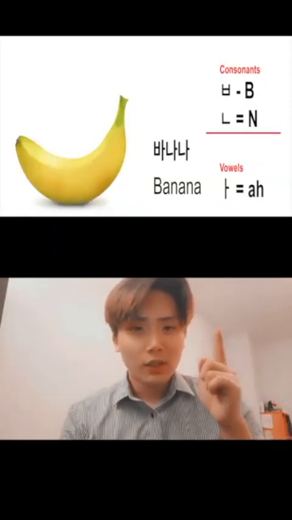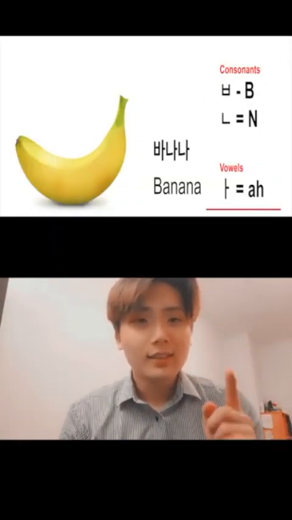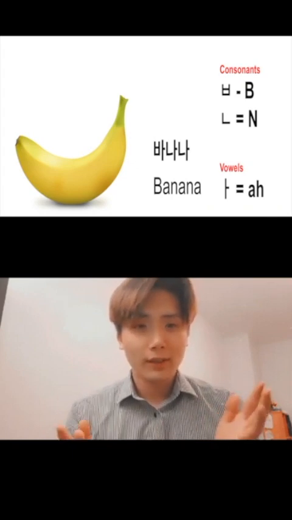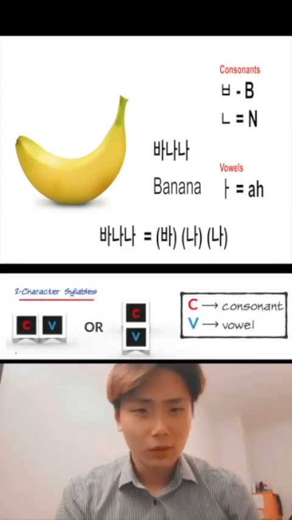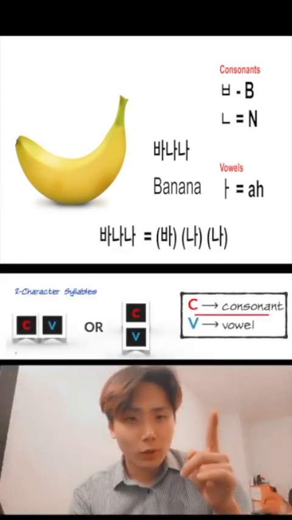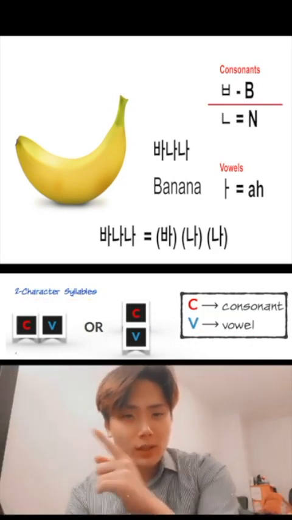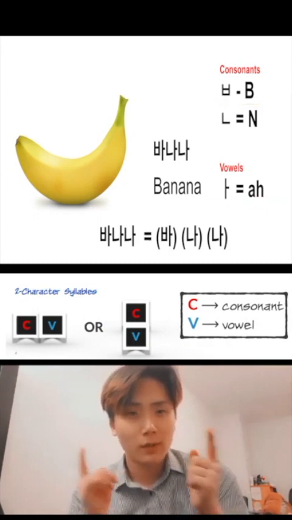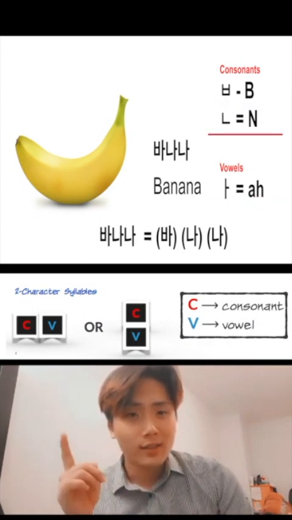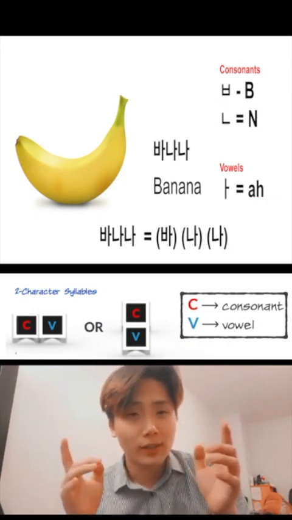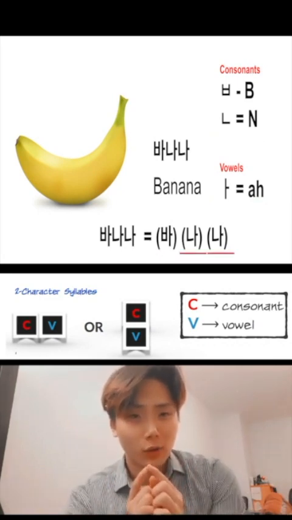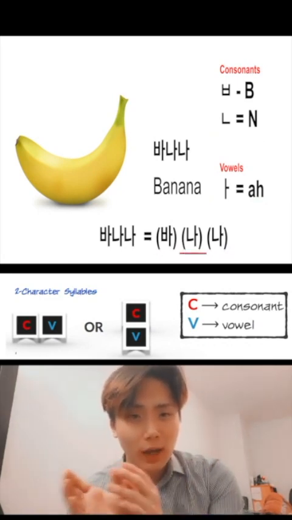This has B sound, this has N sound, and this has A sound. And we're just gonna combine that together using 2 character syllables. So we have to get 1 letter from the consonant and 1 letter from the vowel. So we're getting the B sound and A sound together, which makes ba. And then we're getting the N sound and A sound, and we're combining that together, which makes na. So if we write it down, it's going to be ba, na, na.